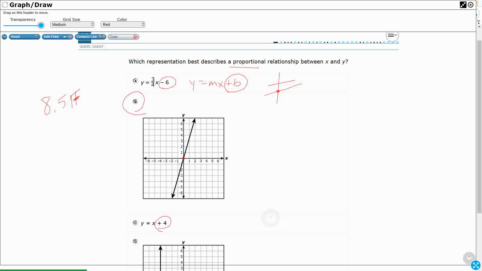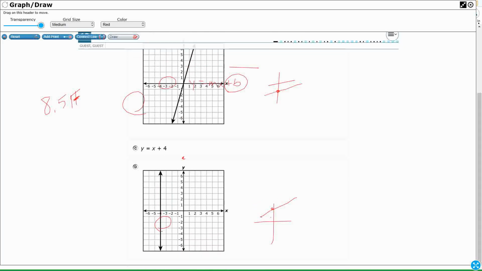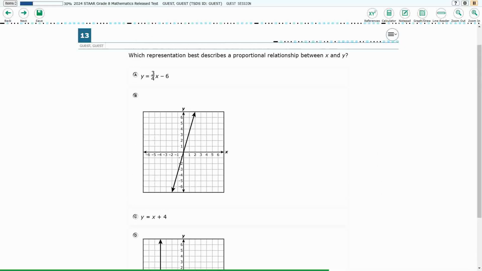This plus 4, that's going to have a slope of 1, but it's going to be pushed up 4. So it's going to go like this. And then if we look at D here, it's just a vertical line, right? This is just x equals negative 4, and so it doesn't go through the origin at all. All right, so that is a pretty straightforward problem here.